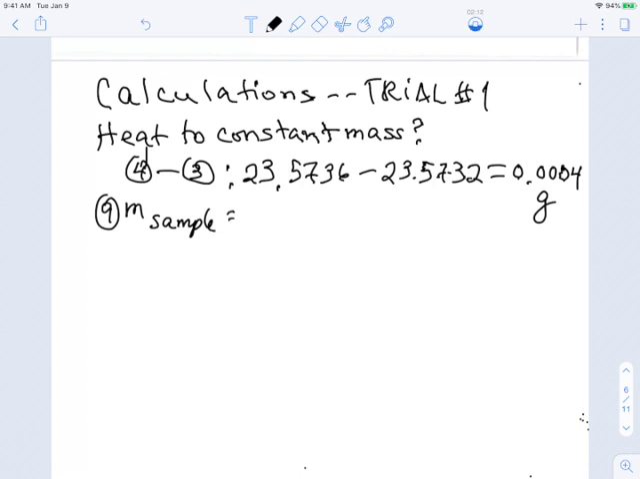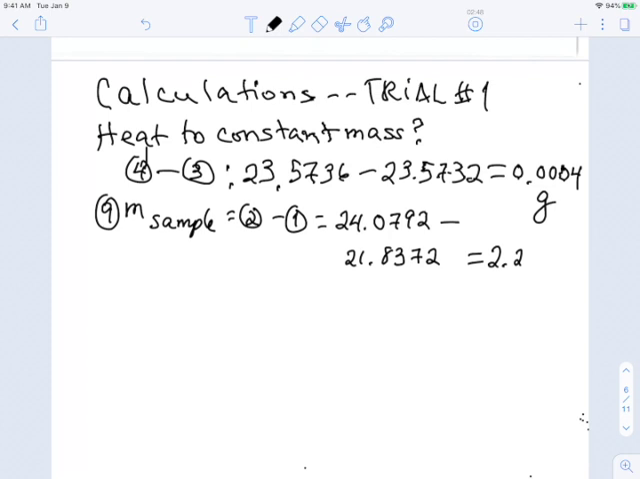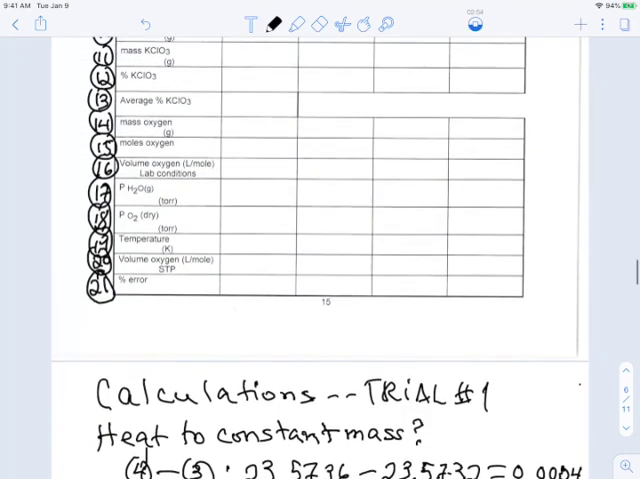And again, this will be item number 2 minus item number 1, which in this case is 24.0792 minus 21.8372. And careful with sig figs. This should be a total of 2.2420 grams. Okay, that's the number that I'm going to put in here.